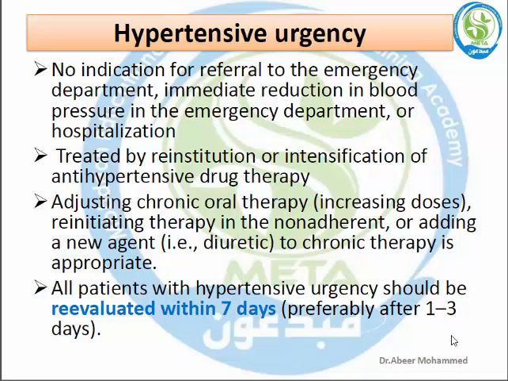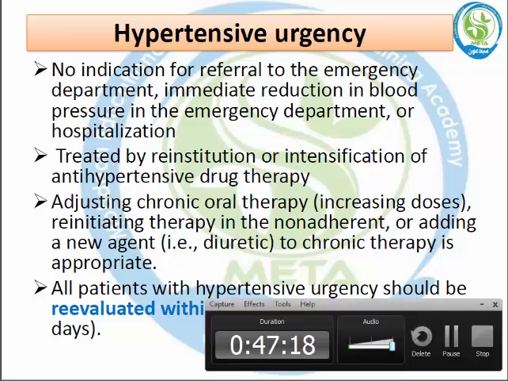In case of hypertensive emergency, we use IV drugs. In case of hypertensive urgency, because there is no organ damage, we can just reassure the patient's adherence to his oral medications, and we may add another agent or increase the dose. That's all about hypertensive emergency or crisis.